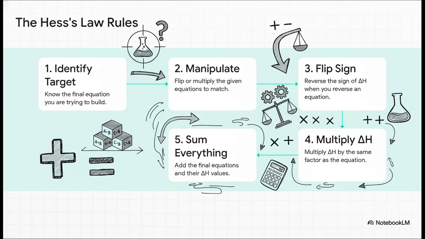Okay, so here are the rules of the game, nice and simple. 1. Know what your target is. 2. Start flipping and multiplying the given equations to build that target. 3. If you flip an equation, you have to flip the sign of delta H. 4. If you multiply an equation by a number, you multiply delta H by that same number. And 5. Add it all up. That's it. It's really just a puzzle, and these are your instructions.